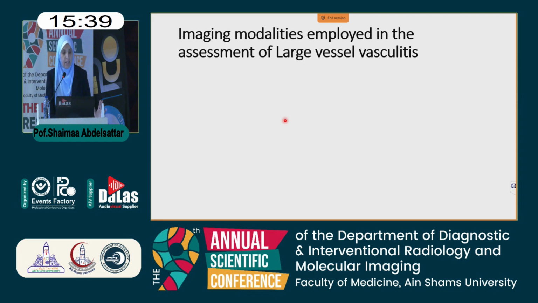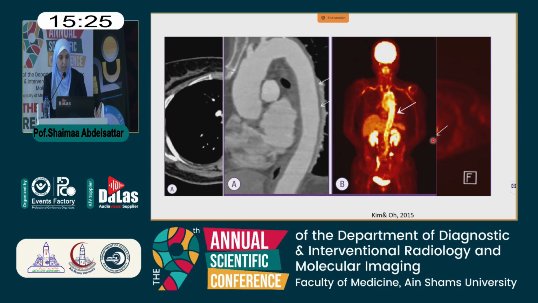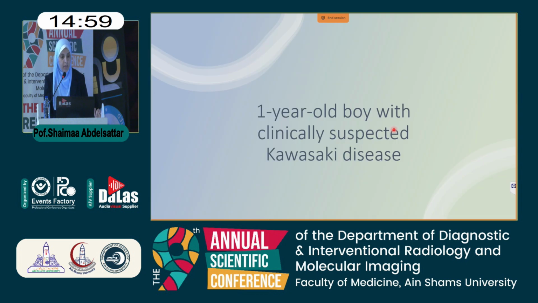The imaging modalities employed in the assessment of large vessel vasculitis, as we saw, are ultrasound, CT, and MRI. What about PET-CT? We can see here FDG glucose uptake in the ascending and descending thoracic aorta, and this is a coronal PET showing uptake in the whole aorta. While the role of PET-CT in diagnosing large vessel vasculitis is established, its role in evaluating disease activity is less clear-cut. PET may be used as an ancillary technique, but a comprehensive assessment including clinical, laboratory, and morphological changes is still required to monitor patients with large vessel vasculitis over time.